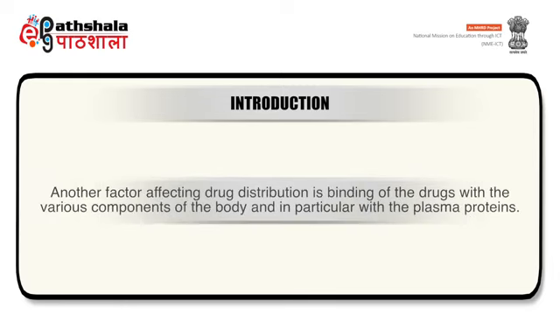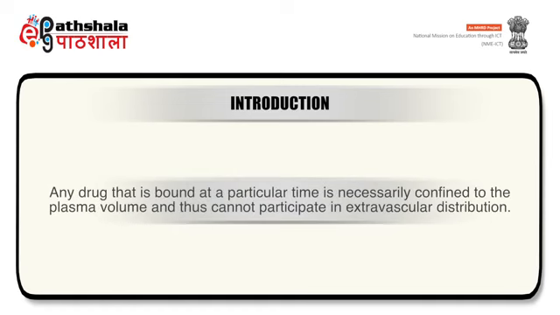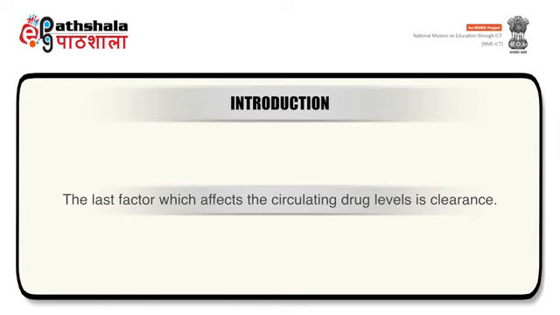Another factor affecting drug distribution is binding of the drug with various components of the body, in particular with plasma proteins. Binding of drugs to plasma protein is dynamic and reversible. Any drug that is bound at a particular time is necessarily confined to the plasma volume and thus cannot participate in extravascular distribution. The last factor which affects the circulating drug levels is clearance.